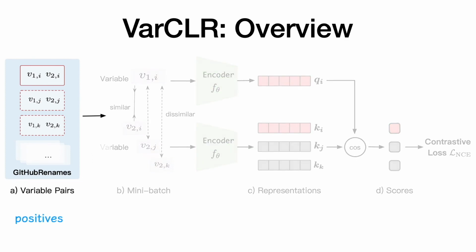First, we use the variable pairs collected in the GitHubRenames dataset as the positives in contrastive learning. And now, suppose we have 3 positive pairs.